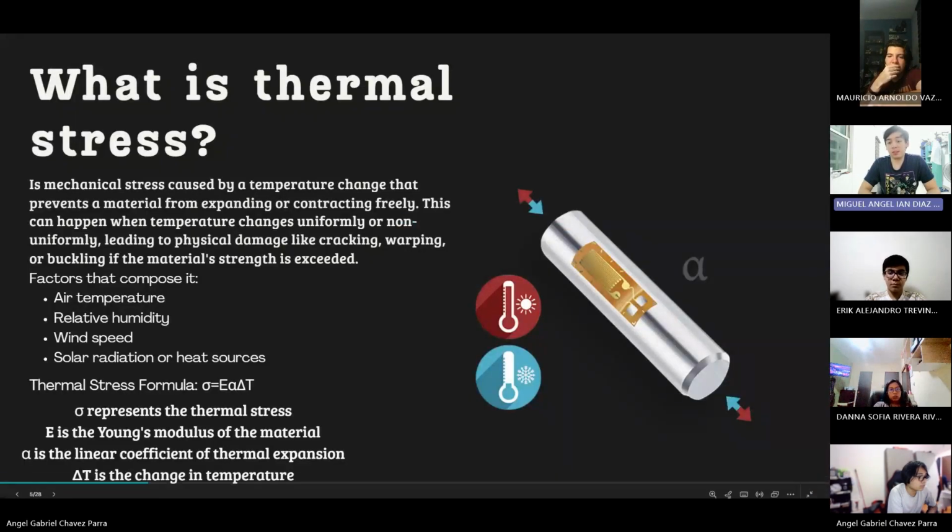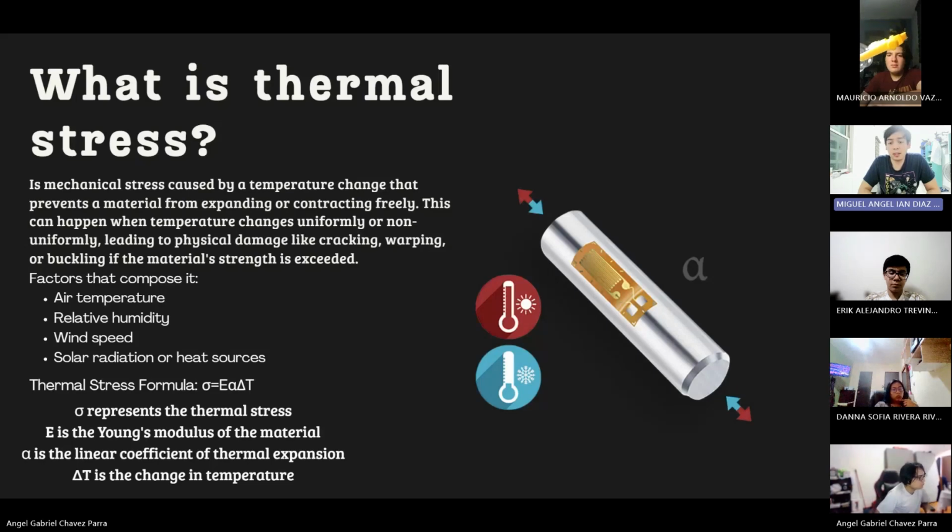What is thermal stress? It's a mechanical stress caused by a temperature change that prevents a material from expanding or contracting freely. This can happen when temperature changes uniformly or not uniformly, leading to physical damage like cracking, warping, or buckling if the material strength is exceeded. Factors that compose it: air temperature, relative humidity, wind speed, solar radiation, or heat sources.